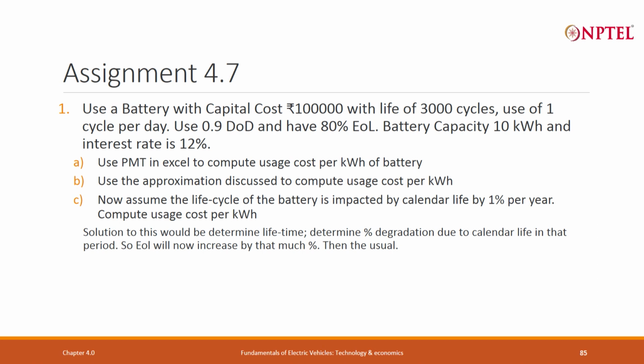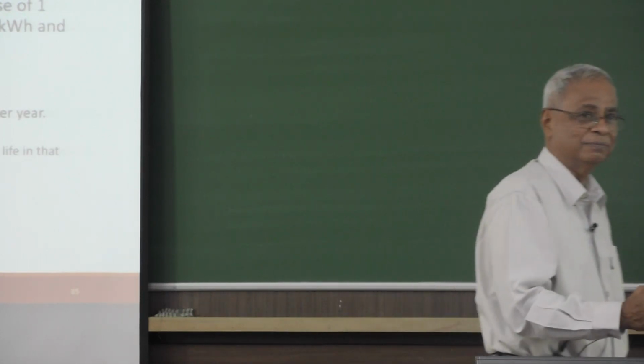So, here is an assignment. I have taken a battery which costs 1 lakh rupees, and suppose it uses 3000 cycles, with only 1 cycle per day, 0.9 depth of discharge and 80% end of life. Let us assume battery capacity is 10 kilowatt hour, so 10 kilowatt hour is 1 lakh, which is again a little bit low, and let us assume the interest rate is 12%. Use the PMT in Excel to compute usage cost per kilowatt hour. So, just do exactly what that table is, write down the formula and then compute that. Use the approximation discussed earlier in chapter 1 on what the PMT will be.